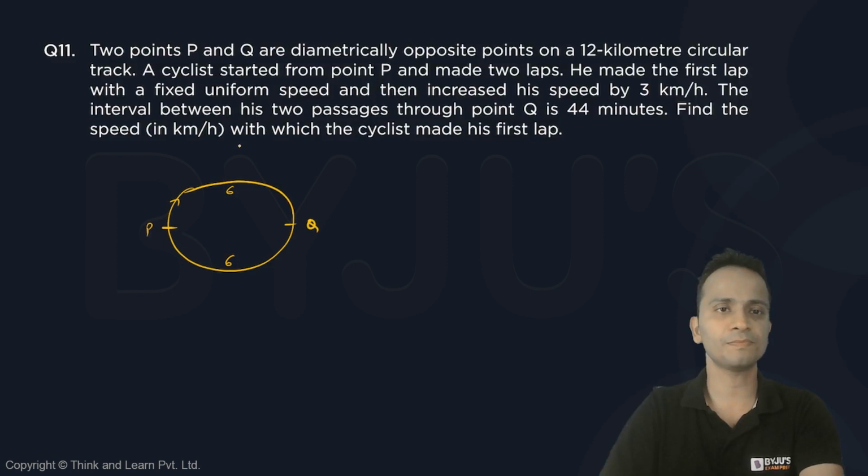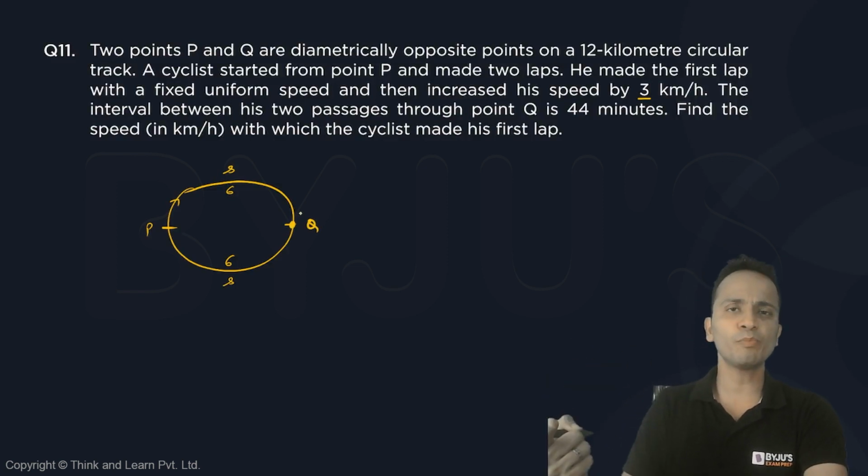Let us assume that initially the speed was s in the first lap, and then in the second lap it increased by 3. Now the interval between two passages through point Q: the person will pass through Q once and then come back to Q again, and the time that the person has taken is 44 minutes.